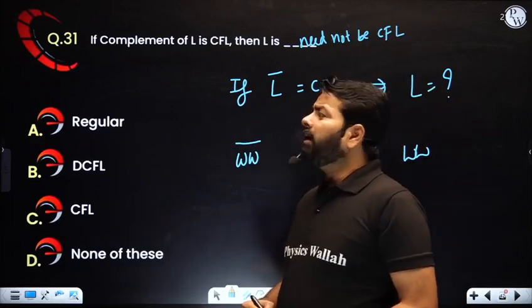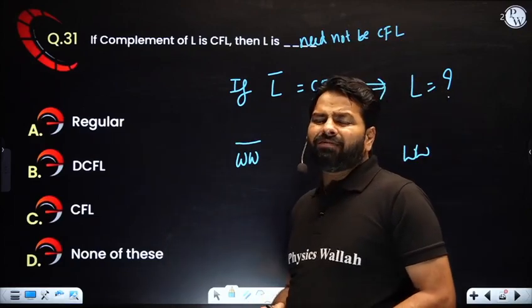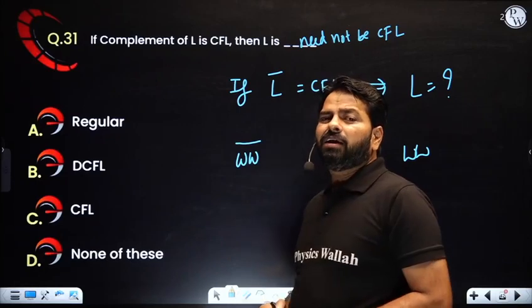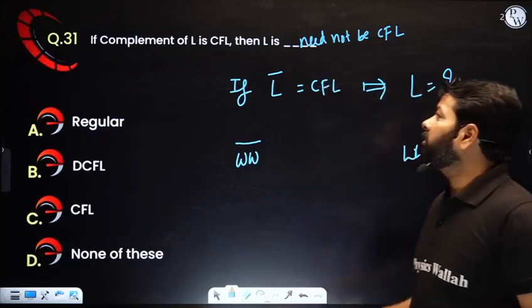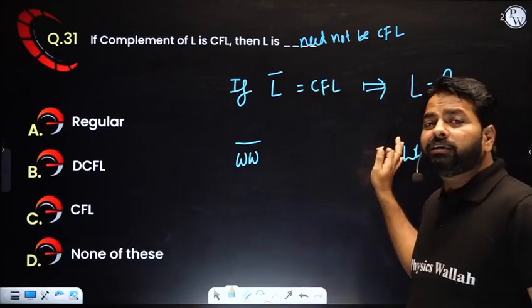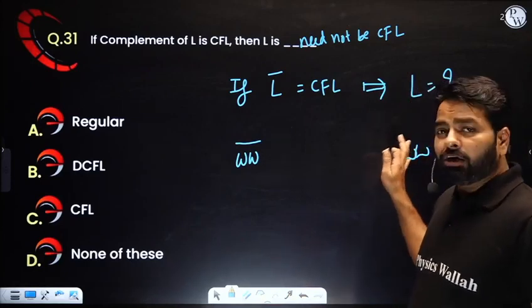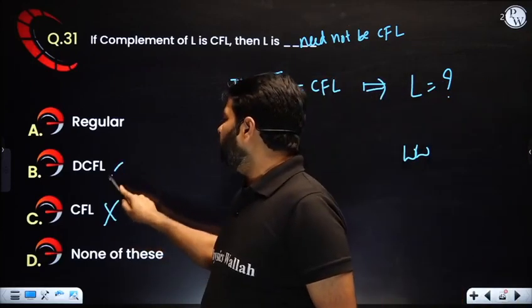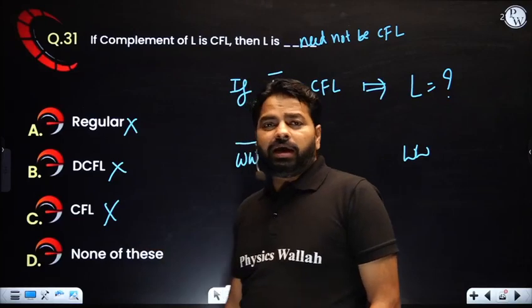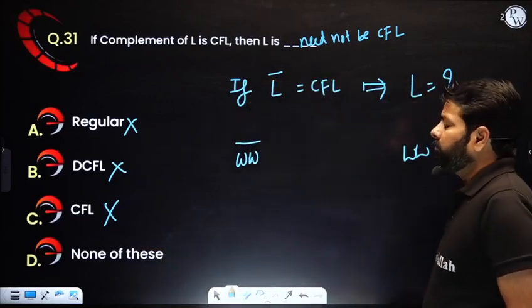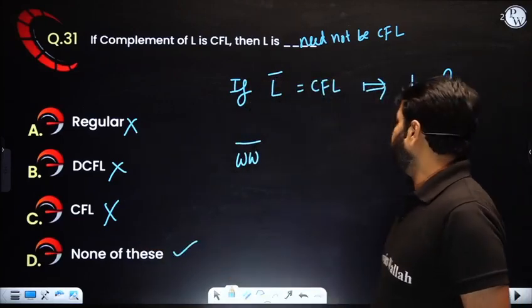But it is guaranteed that if the complement of L is a CFL, then L is going to be a context sensitive language at some point of time, but that costs you. But you can't choose any of this. None of this is right.